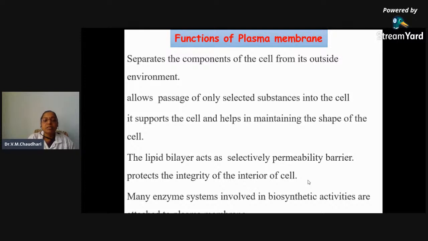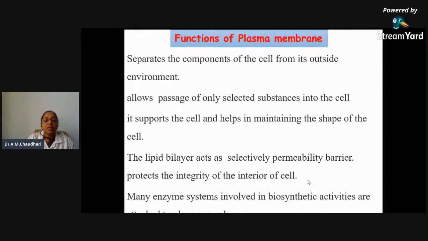See, now the function I mentioned earlier comes here. That lipid bilayer acts as a selectively permeable barrier. Selectively permeable barrier means what? It allows only the passage of selective substances inside the cell. Permeable barrier means anything that comes does not simply go inside the cell. It protects the integrity of the interior of the cell. Otherwise the interior environment of the cell will collapse and all the cell contents will come out. So it protects the integrity of the interior of the cell.